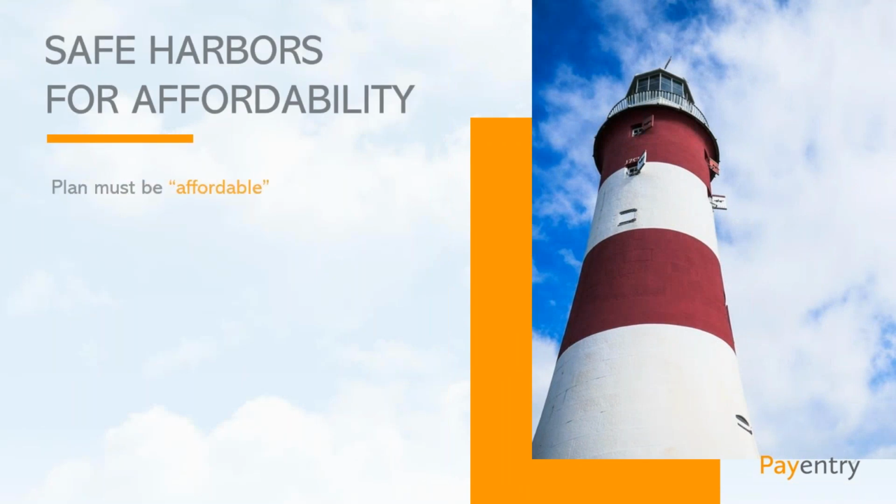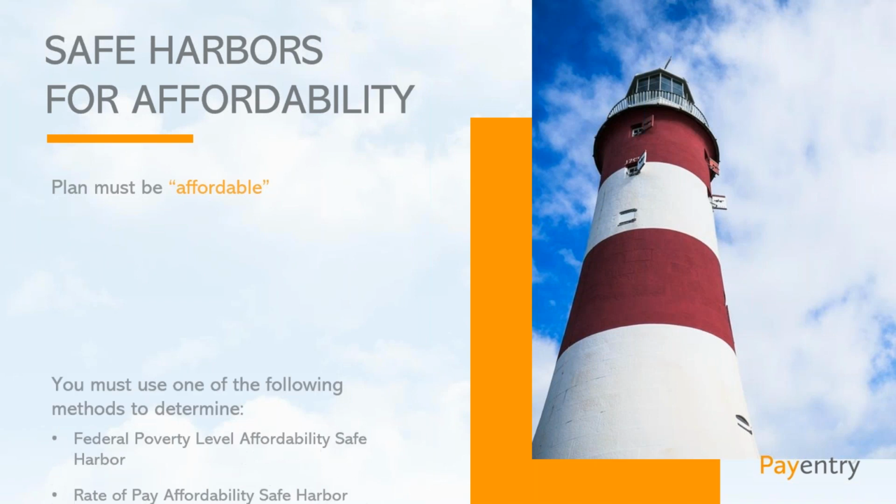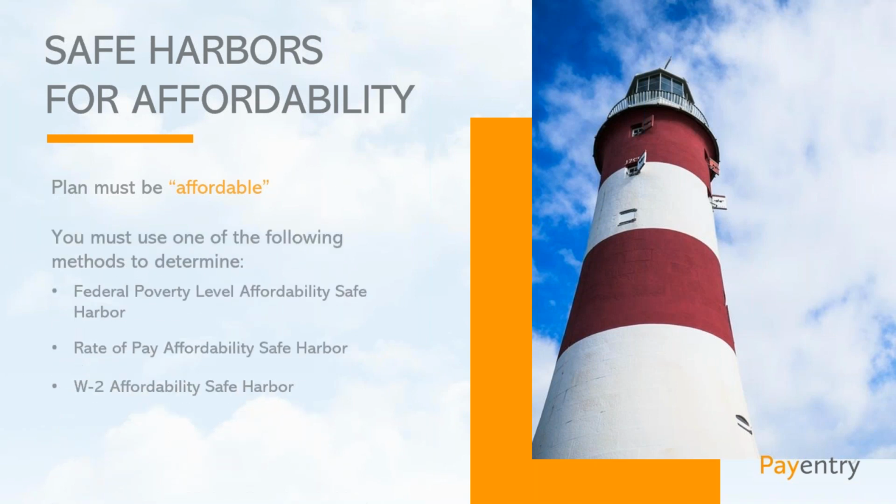The plan also has to be affordable. To determine whether or not your plan is affordable, you must use one of the following methods. You can use the federal poverty level affordability safe harbor, you can use rate of pay, or you can use the W-2 safe harbor. And we're going to go over each one of those to show you what is involved.